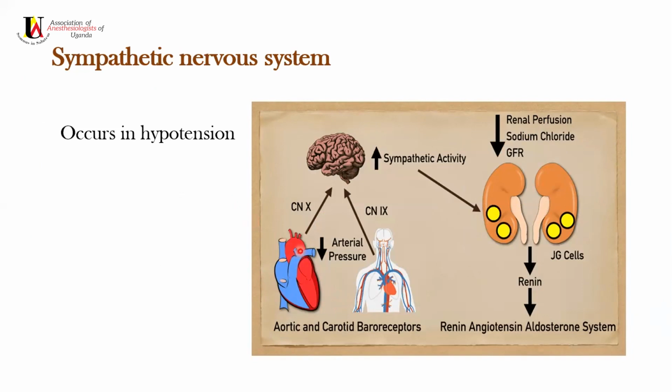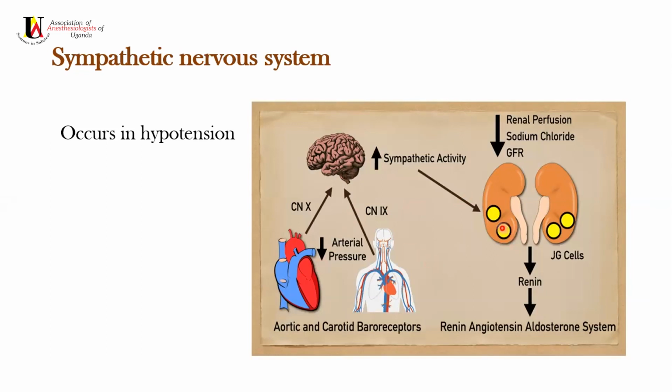And the signal is sent to the brain via cranial nerves 9 and 10, and the brain activates the sympathetic nervous system, which can come back to the heart, with release of epinephrine and norepinephrine, stimulating the beta receptors to increase cardiac contractility and heart rate. And then they also act on the alpha-1 receptors, causing vasoconstriction. And the net effect of this is to increase systemic blood pressure.